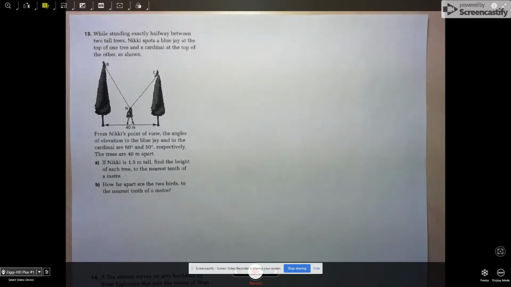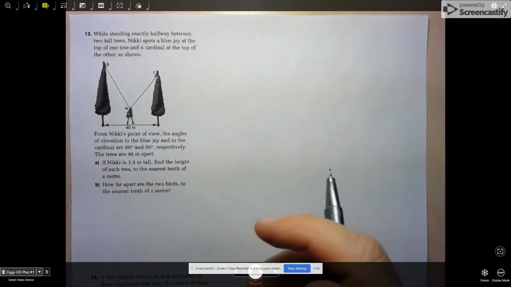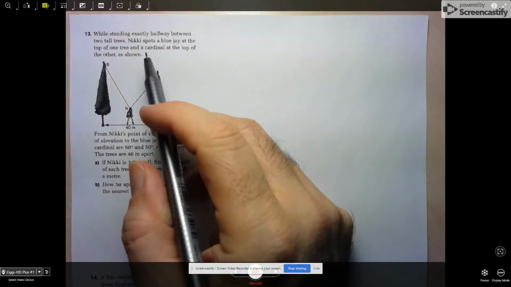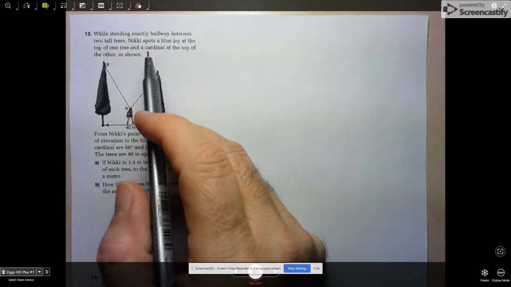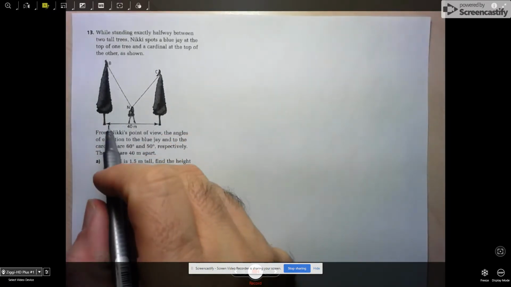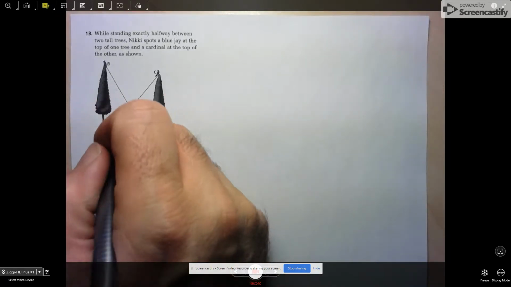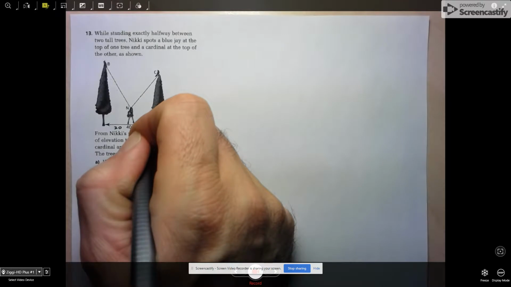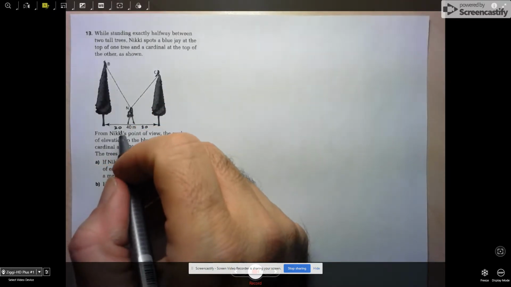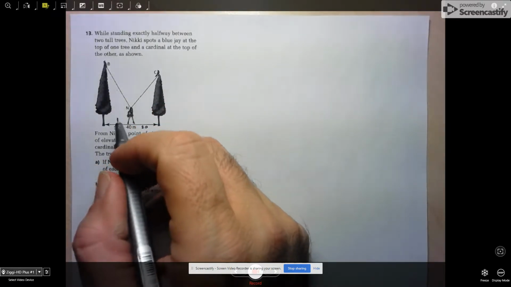Hi folks, we're going to take a look at page, I think it's 433, number 13 from the Unit 4 assignment. All right, so let's take a look at this question. So you have somebody here standing halfway between two trees. While they do give you this total distance of 40, we know that it can be split up into 20 and 20. So this is not something we can assume unless they're actually telling us, which they are.